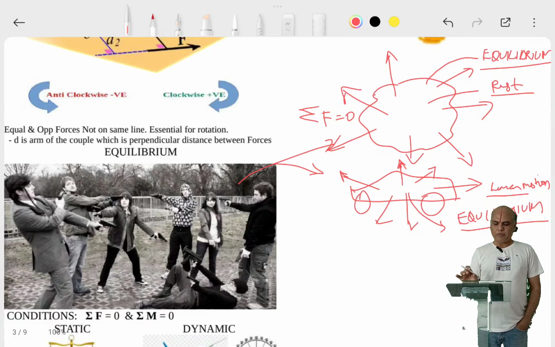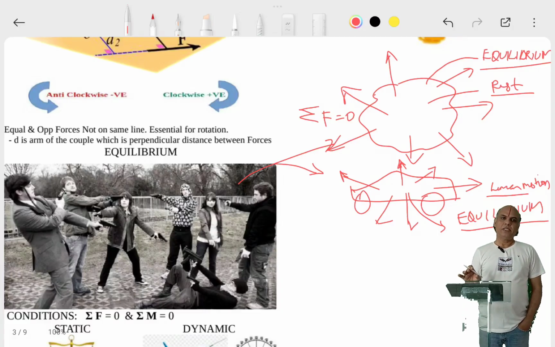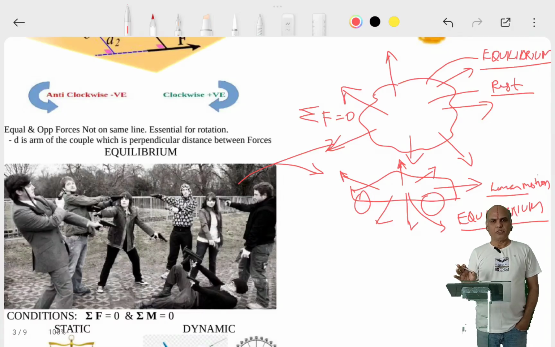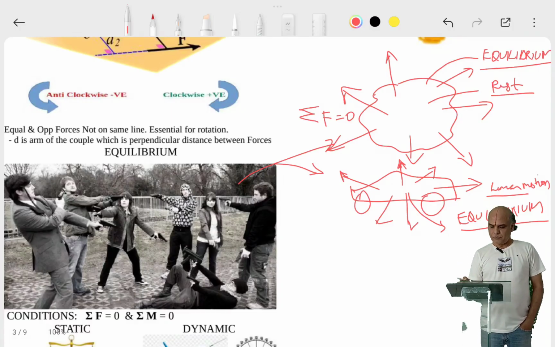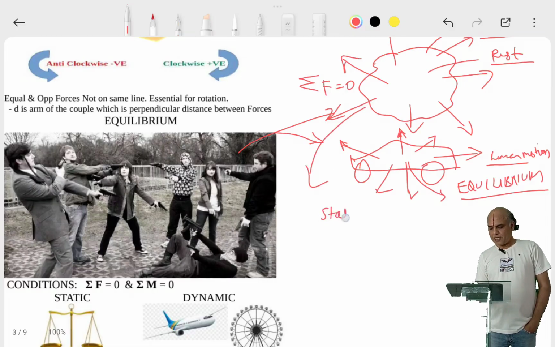Okay, so how is equilibrium defined? When a set of forces acting on a body doesn't change its state of rest or state of motion, which could be linear or circular motion, such a body is said to be in equilibrium. Equilibrium is of two types. When the body is at rest, it is called static equilibrium. When a body is in a state of motion, it is called dynamic equilibrium.